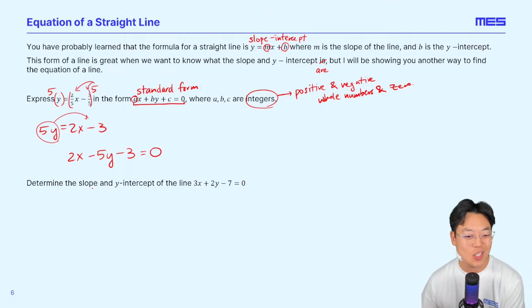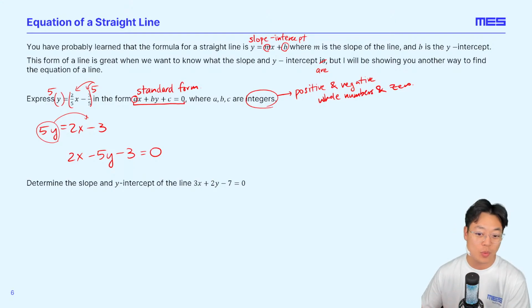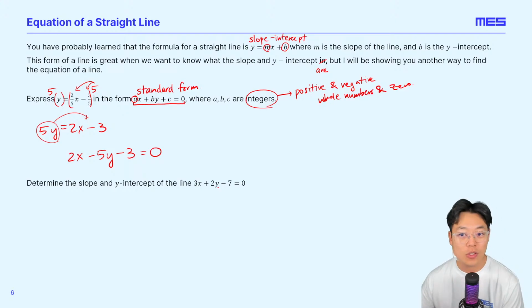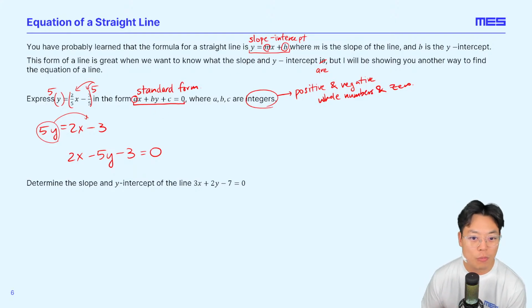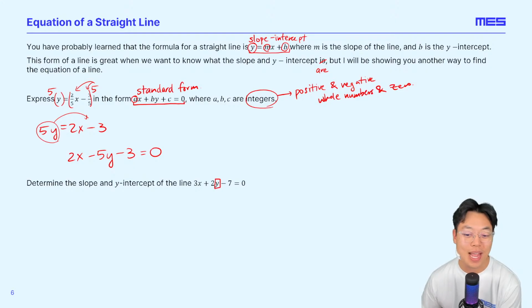Now, determine the slope and y-intercept of this line. So now we're going backwards. We're going from standard form to slope-intercept form. In order to do that, let me know in the chat, what is the defining feature of this equation right here compared to standard form? And I'll give you a little hint. Standard form has all the variables on one side, whereas slope-intercept form has just a y variable isolated. So y variable isolated by itself, just like this, I want it by itself.